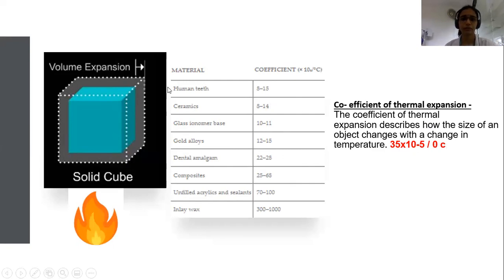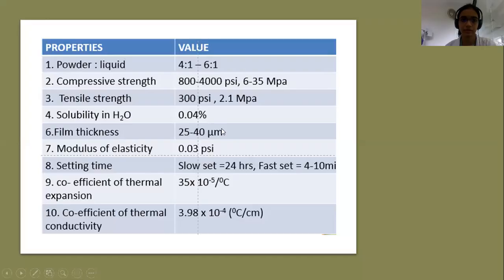The coefficient of thermal expansion should be similar to the human teeth. Otherwise, there will be stress at the restoration tooth interface, which can lead to failure of bond at the restoration tooth interface. This can lead to microleakage, marginal staining, and the potential for secondary caries formation. In this chart, you can see that the materials having coefficient of thermal expansion closest to the tooth are ceramic and glass ionomer cements.